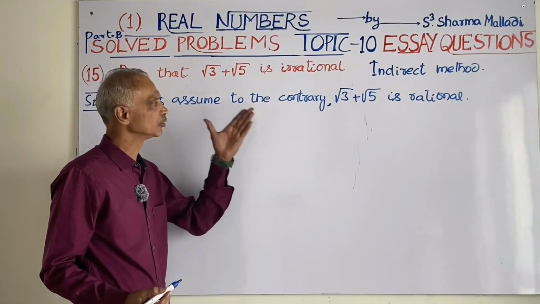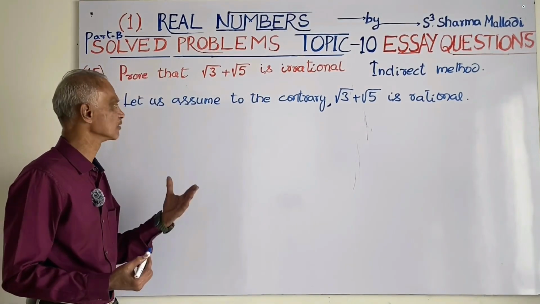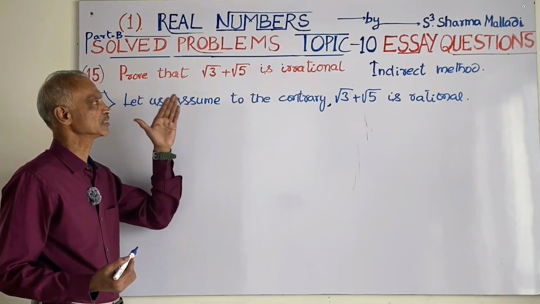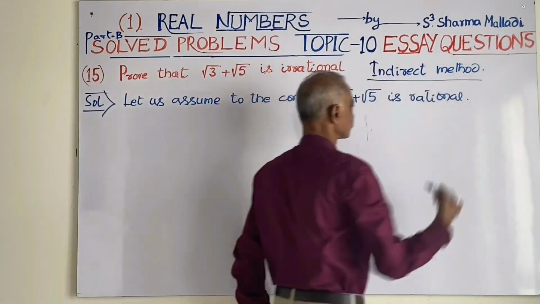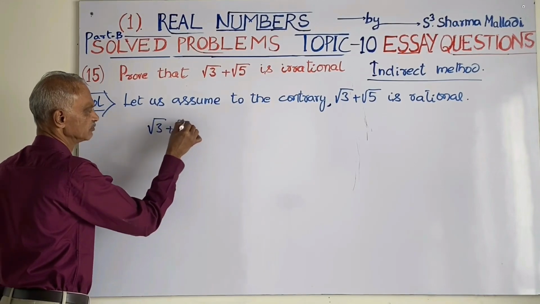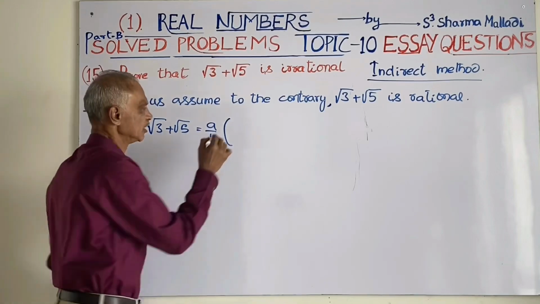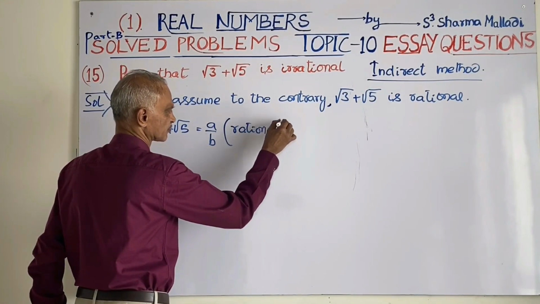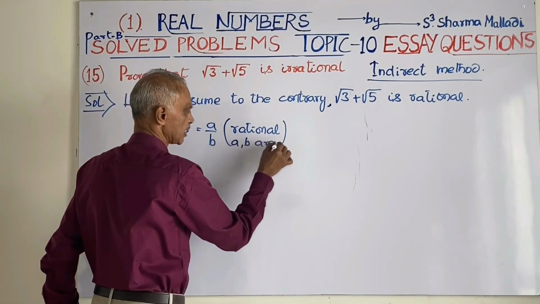If we take root 3 plus root 5 rational, we will get a contradiction. Then we will say our assumption is false. Then what is true? Root 3 plus root 5 is an irrational number. That is the indirect method. Root 3 plus root 5 is equal to a by b. A by b is a rational number, a, b are co-primes.